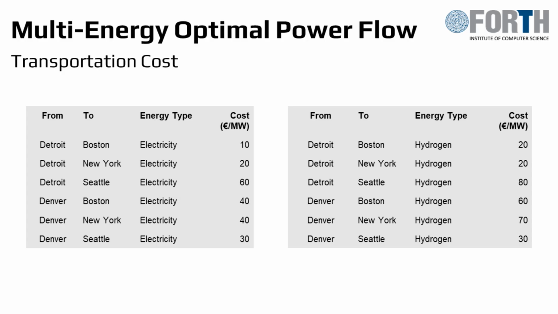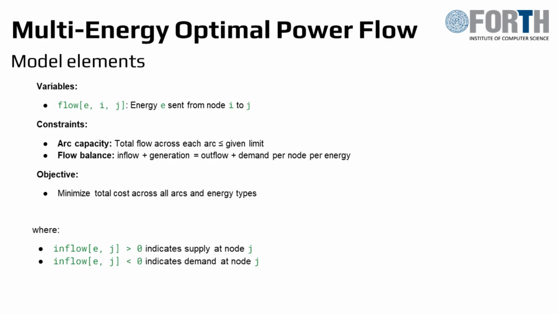The same network structure applies, but the cost coefficients differ. Note that hydrogen transportation cost is generally higher than that of electricity. Now we formalize the core modeling elements. The main decision variable is flow of energy, E, from node I to node J.